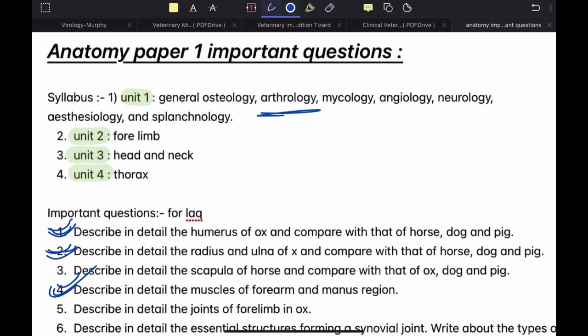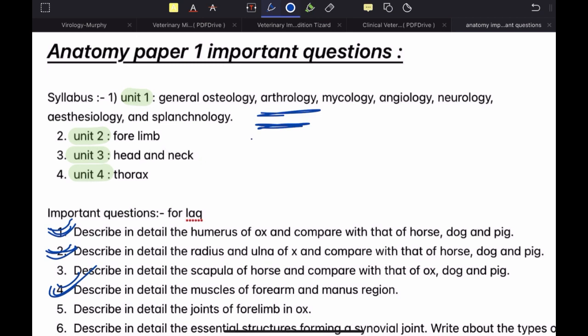Again, I'm forgetting a lot of things. Muscles of forearm and Manus region, then you will write the classification. Okay, so what kind of classification? A lot of times when we are talking about muscle groups, we classify them into further groups, right? So here we'll say flexors and extensors. So you'll write extensor group, and then you'll make a table.